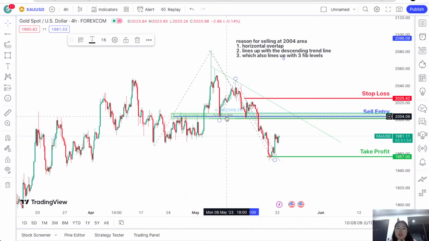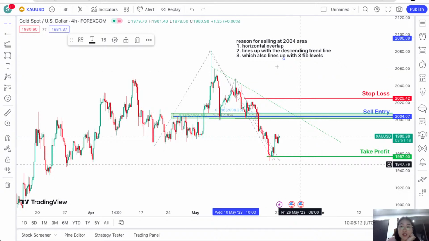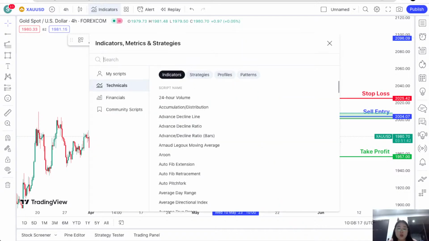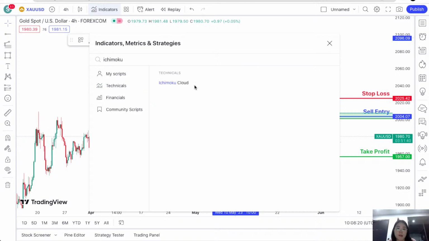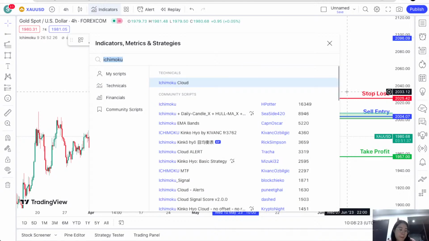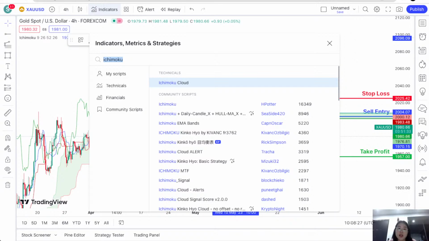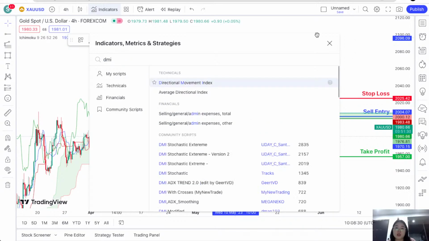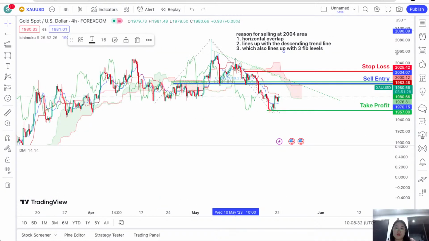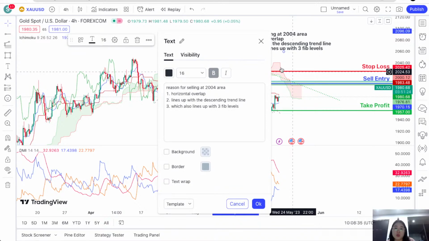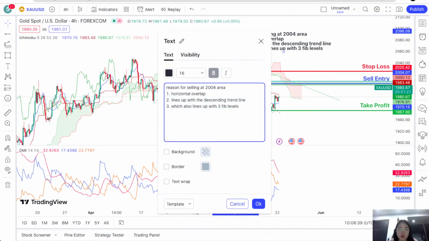That's a lot of reasons to get in for a sell, to be honest. Very, very strong reasons to get in for a sell. On top of that, if I pull out Ichimoku, if I pull out DMI, both of them are going to say it's a sell. So reason 4, Ichimoku, bearish. Reason 5, DMI, bearish.